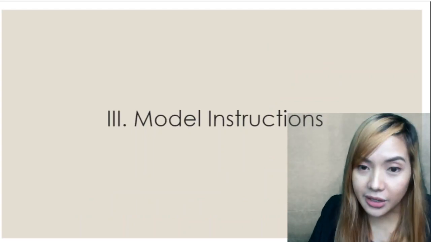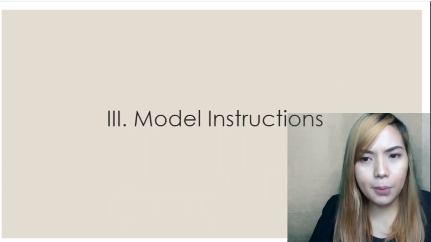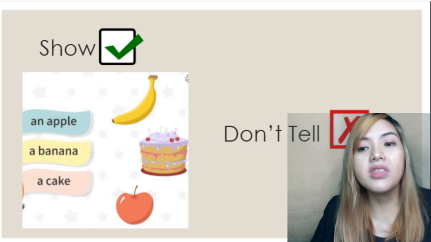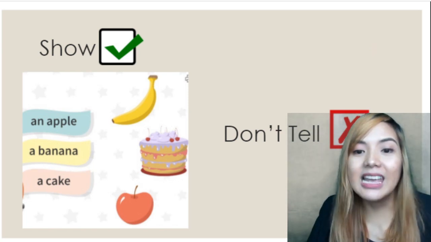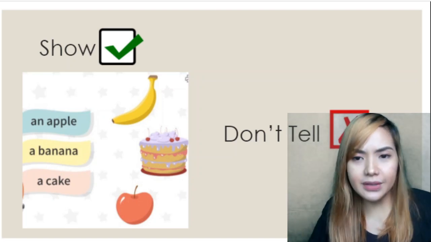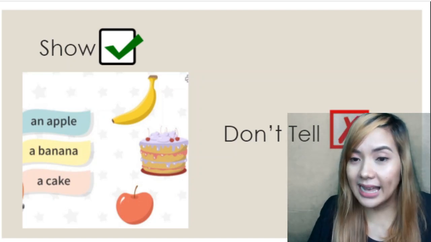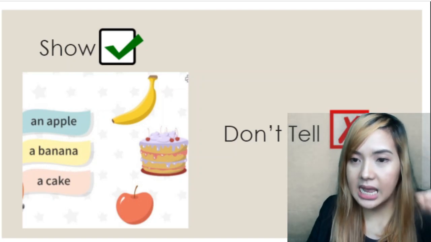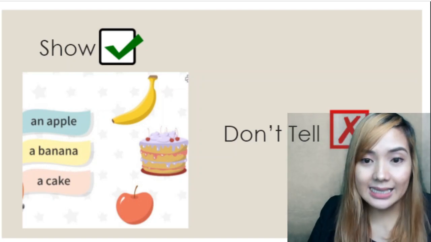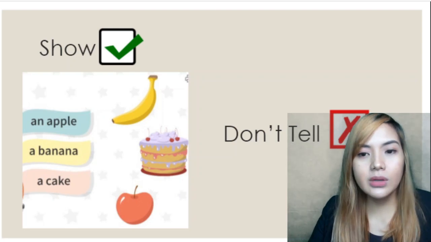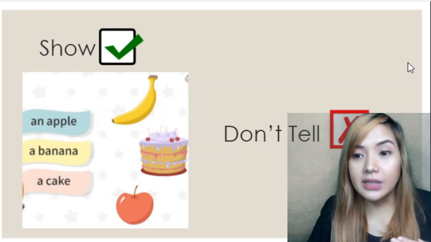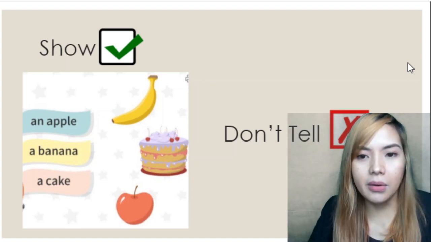Number 3 is model instructions. Simply put, we do not tell the student what to do, we show them how to do it, much like in real life. If a student is new to EFL classes, all they will hear is blabbering. It wouldn't make any sense to them. So modeling will save you time and effort, and also a significant amount of teacher talk time, which we will get to later on.